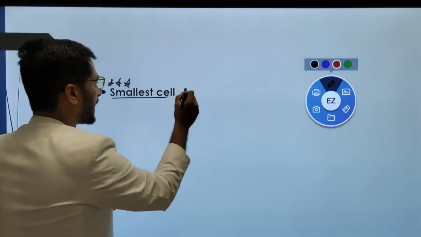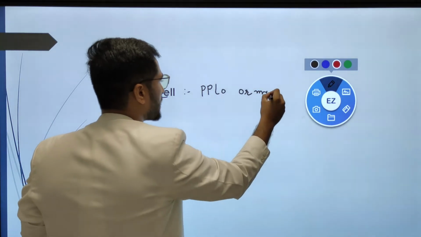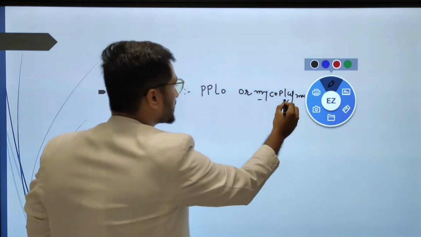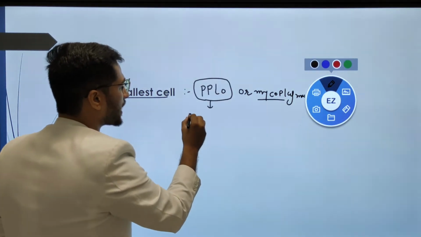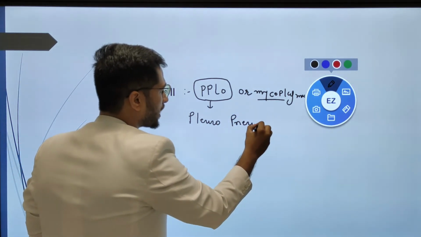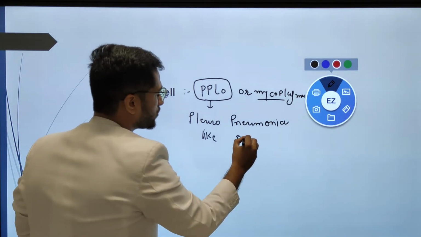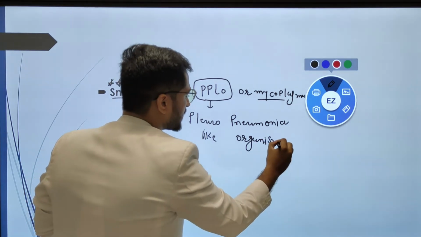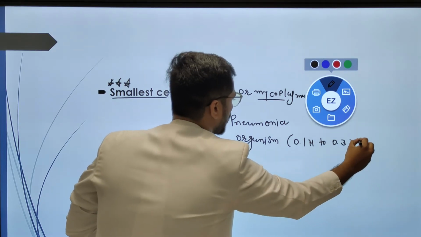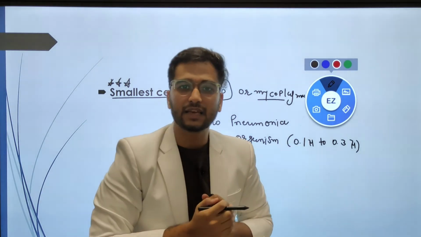So the smallest cell is the PPLO, or you can say it is a mycoplasma. The mycoplasma is a kind of bacteria, the smallest bacteria in the world, also known as PPLO. PPLO stands for what? It stands for pleuropneumonia-like organism, which has a size of 0.1 micron to 0.3 micron. NCERT gives these two names separately, but remember that a PPLO is nothing but the mycoplasma.